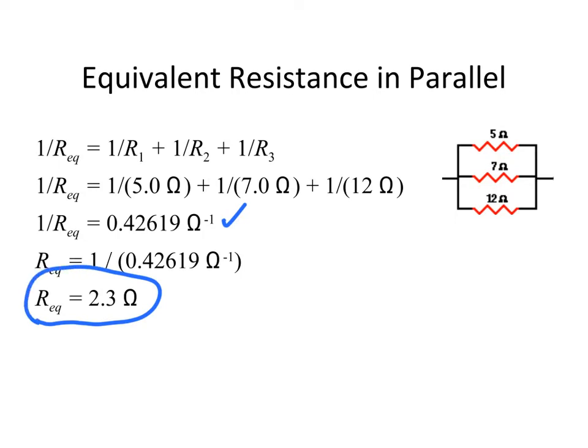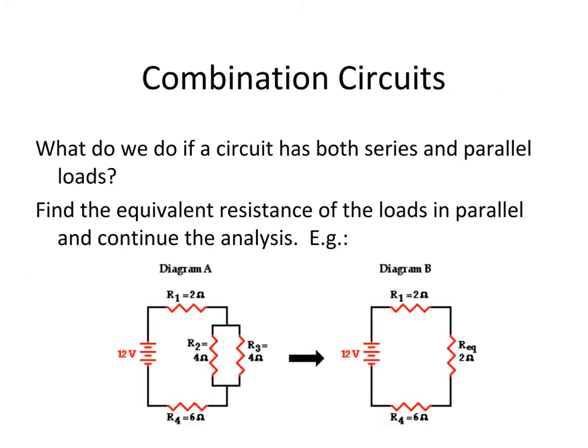Again, notice that 2.3 is smaller than 5, smaller than 7 and smaller than 12. We add 3 larger values together in parallel, and we get a total result that's smaller than any of them. So if you want to reduce the overall resistance for a circuit, and you have some resistors on hand, just put them together in parallel. If you want to increase the resistance in the circuit, then put them together in series.